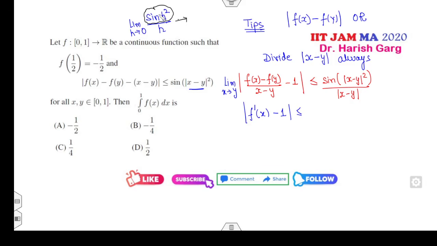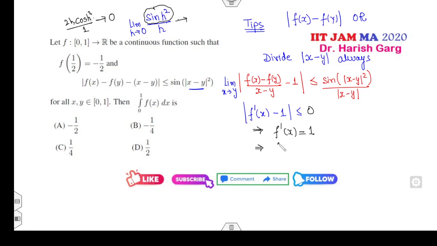What is that? It's a 0 by 0 form. You can apply the L'Hopital rule. So cos h square into 2h divided by 1. And when h approaches 0, the answer will be 0. The modulus value can never be less than 0. That means f dash of x must be 1.